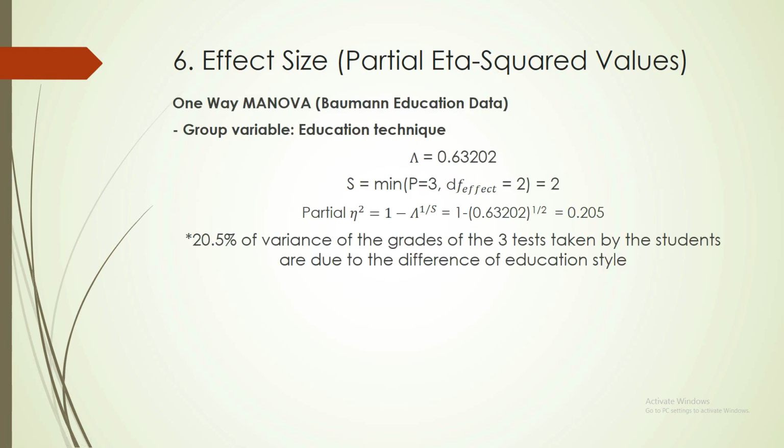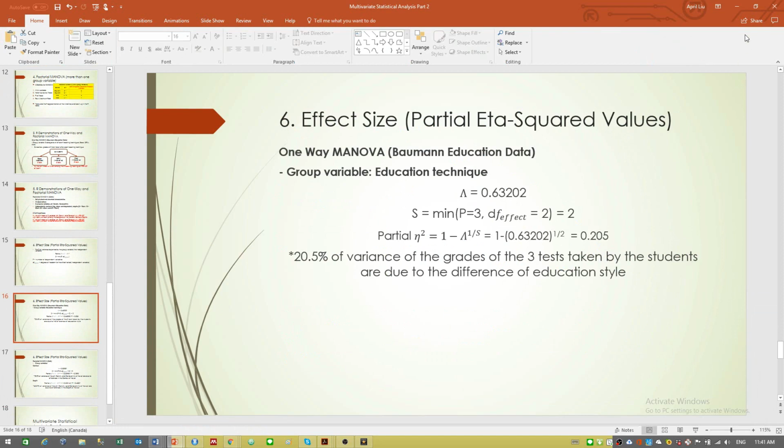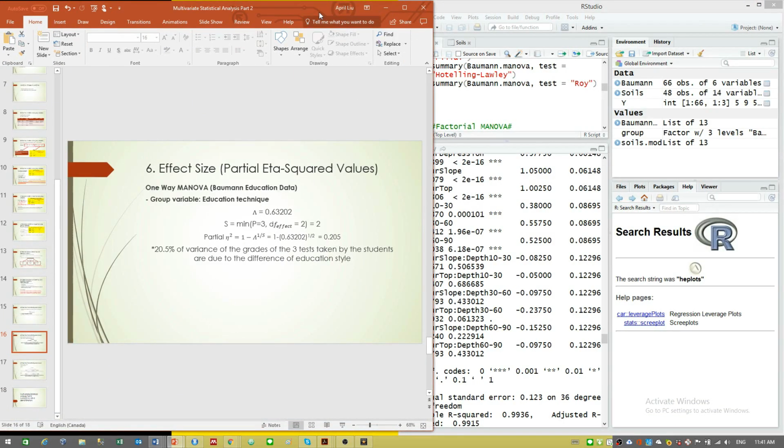So now to calculate the partial eta-squared values for the one-way MANOVA, what we do is we get this value from the R output. So let's just go back to the R output for a second.